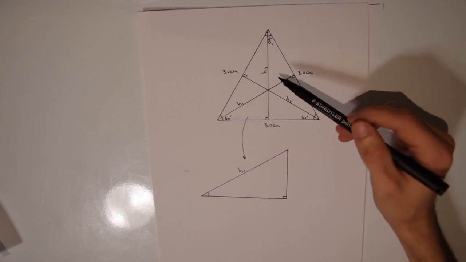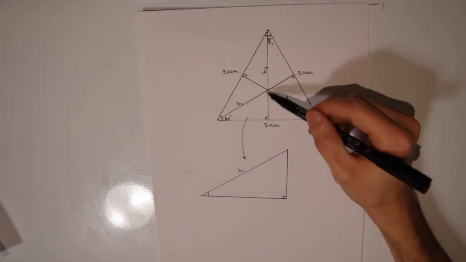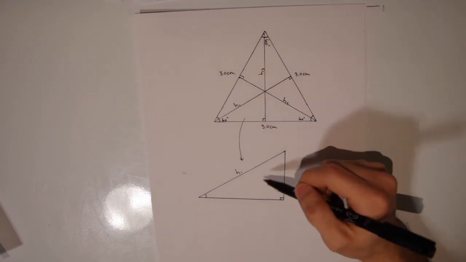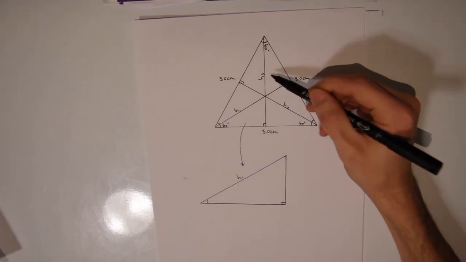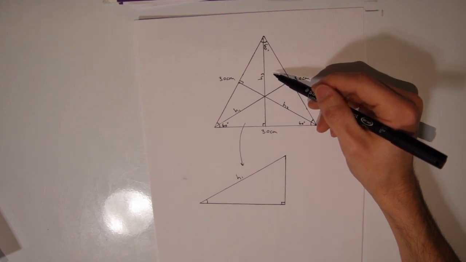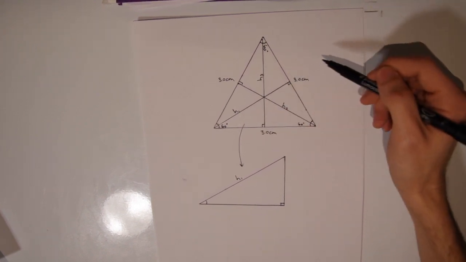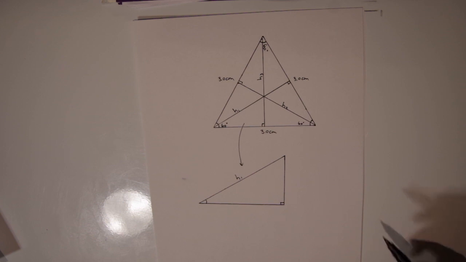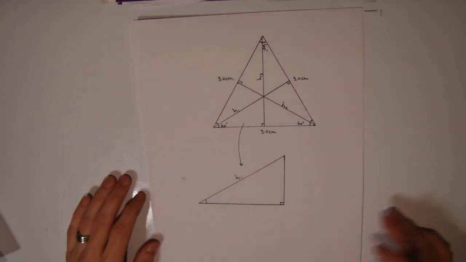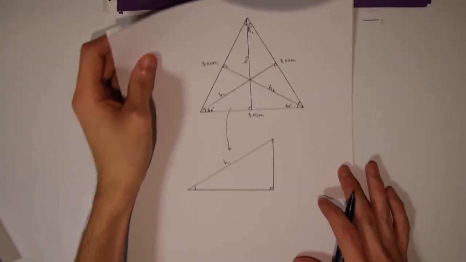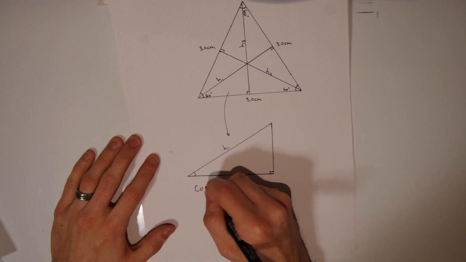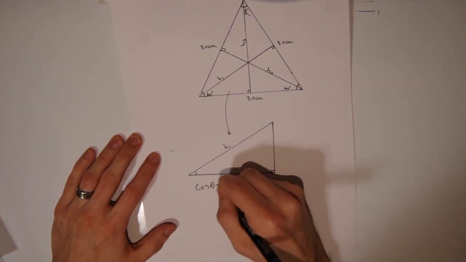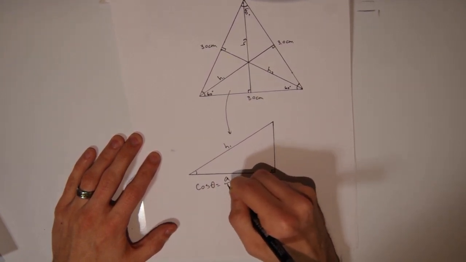That creates a series of right triangles, and we can translate this smaller triangle down to this bottom part. You'll notice that H1, H2, and H3 are all equivalent since the triangles are all equivalent. To find the value of H1, we can use cosine. Remember that cosine is equal to adjacent over hypotenuse. So cosine of theta equals adjacent over hypotenuse.